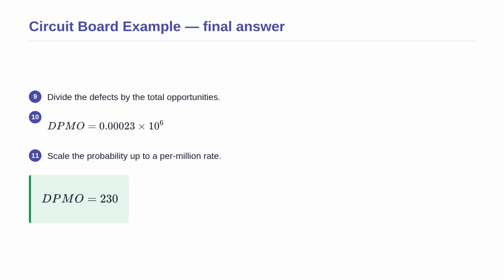Now we complete the math to find our standardized rate. We divide 23 by 100,000, giving a very small decimal value of 0.00023. We multiply this probability by 1 million to scale it up. Our final result is 230. This means the factory produces 230 defective soldering points for every 1 million points they solder. Comparing this to our reference table, this excellent performance corresponds to approximately a 5 sigma level.